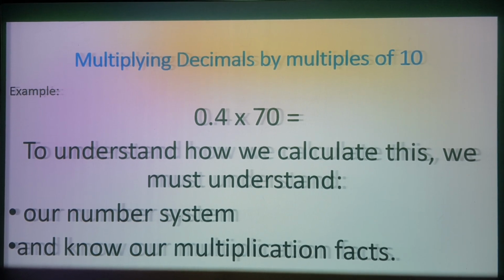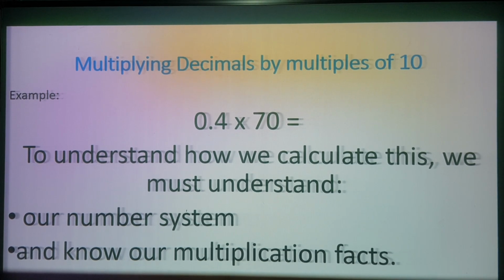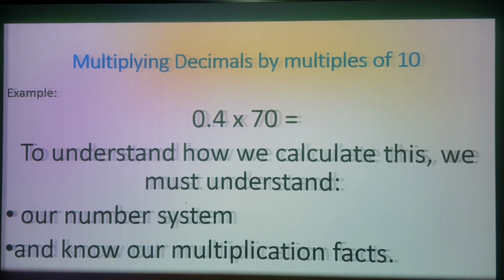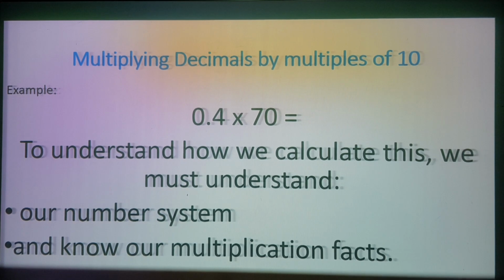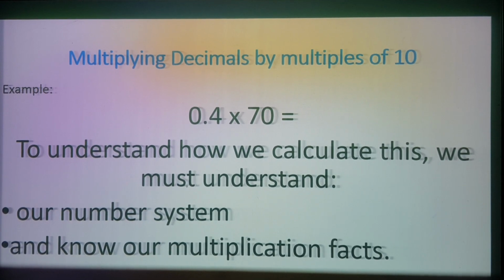Hello boys and girls, this lesson is multiplying decimals by multiples of 10. Let's look at the example 4/10 times 70. To understand how we calculate this, we must understand our number system and our multiplication facts.